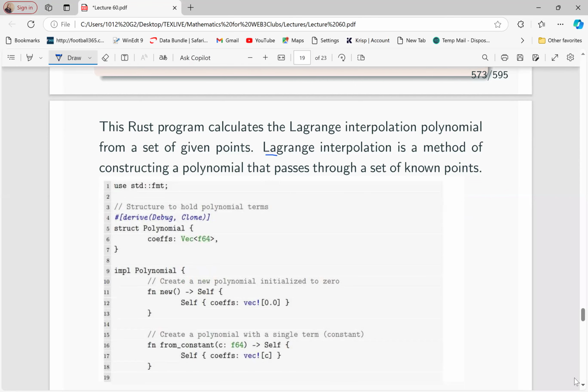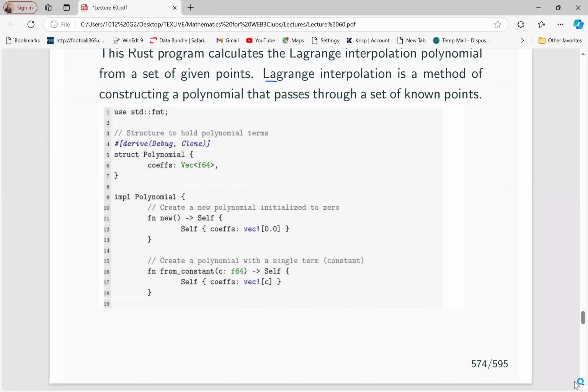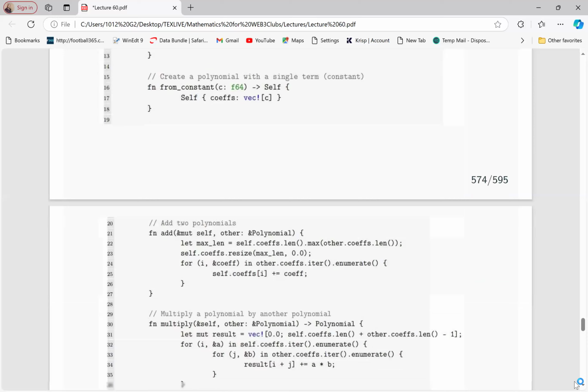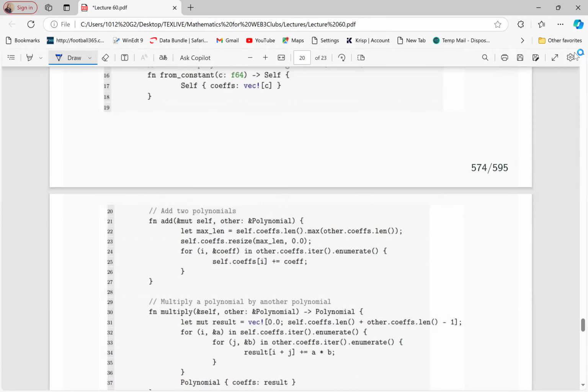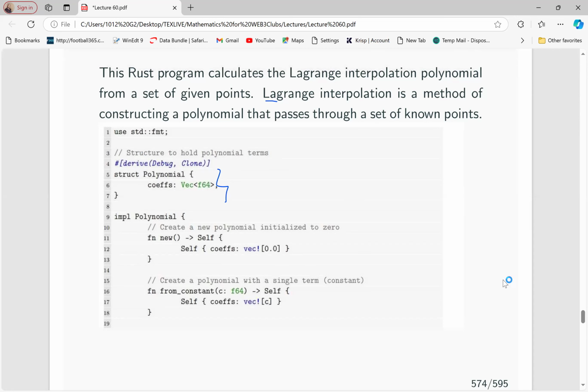So this is the code. I've given it points, I've given it titles for every point. Here, I'm just importing this, and I've said this one gives the structure of polynomial terms, the structure that will hold the polynomial terms, the coefficients, that is.